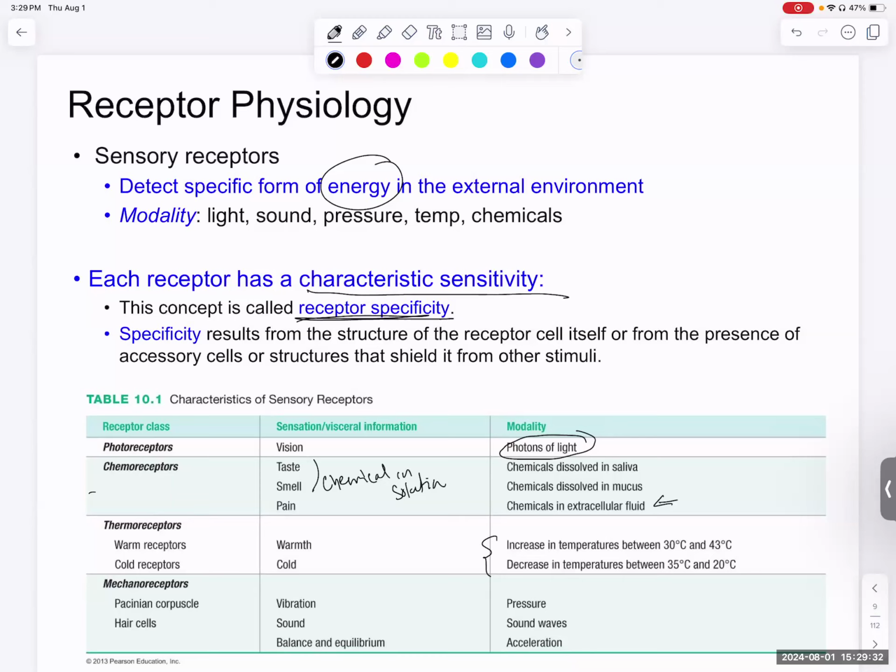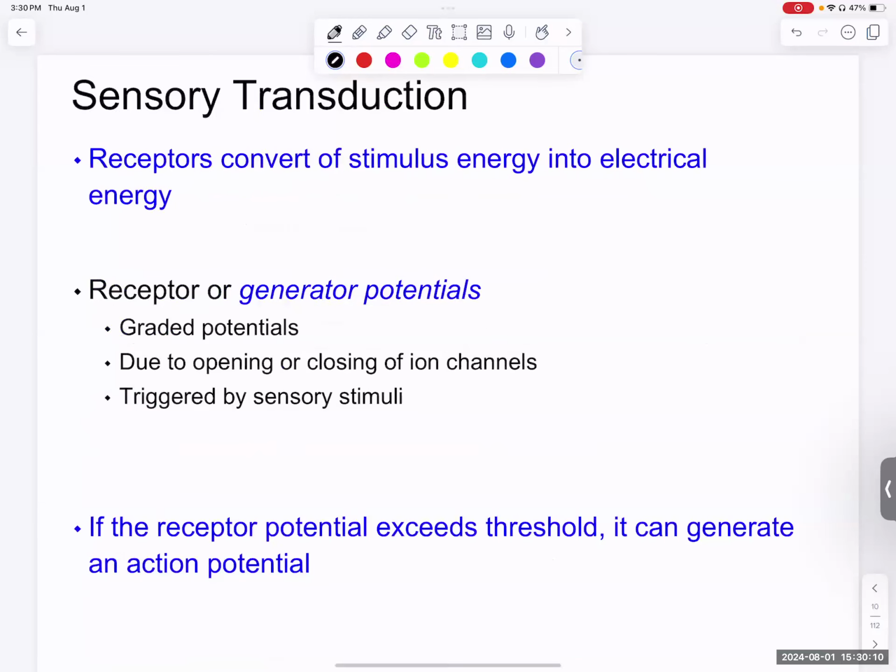Mechanoreceptors are touch, can be pain, can be pressure, can be proprioception. So responding to balance, in the ear, sound waves for hearing, those are mechanoreceptors. Balance and equilibrium as well. It can be acceleration, moving fluids. So mechanoreceptors are responding to something moving the receptor or pushing on the receptor.